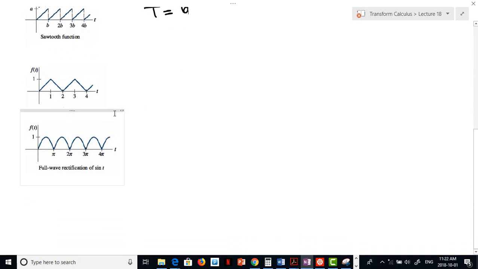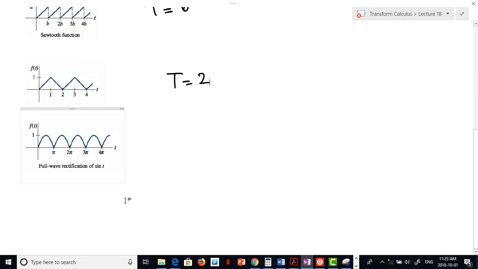Let's go to another example. In this function, you can see that we have a triangle. After 2, we have another triangle. It's the same. So the function repeats itself after 2. As a result, we can say that period of function is equal to 2.